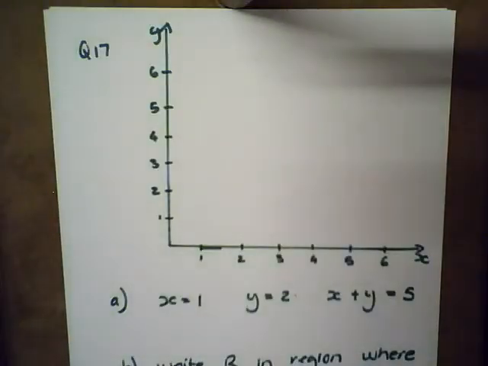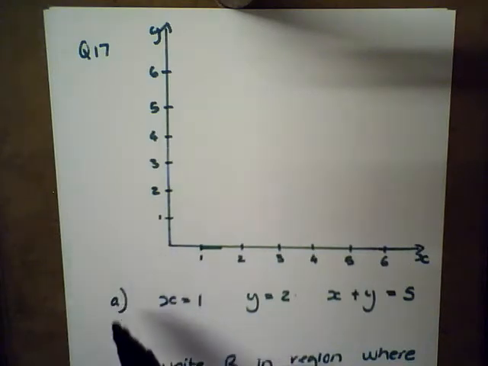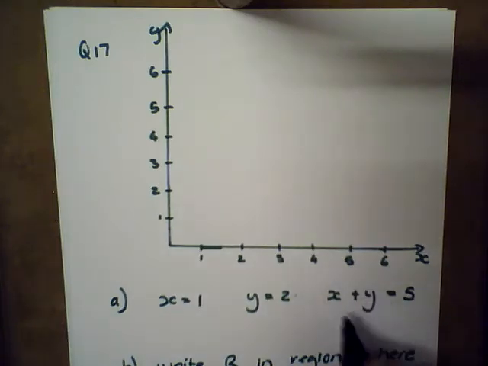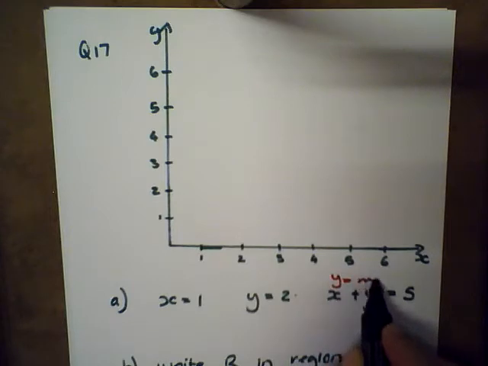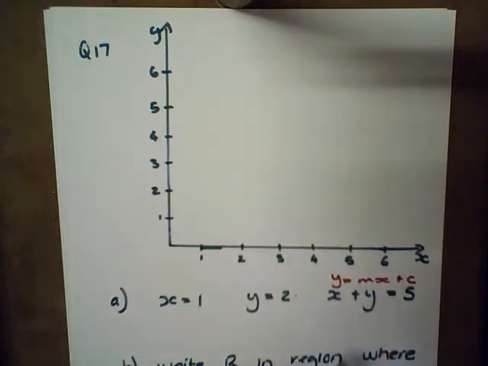Okay, question 17. I'm skipping question 16 for the second. Question 17 says, on the grid, draw the following lines: x equals 1, y equals 2, and x plus y equals 5. This has to be in the form y equals mx plus c, so that we can read it more carefully. So that would give us y equals negative x plus 5.